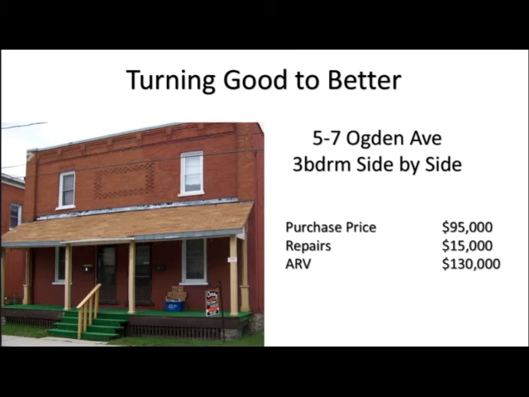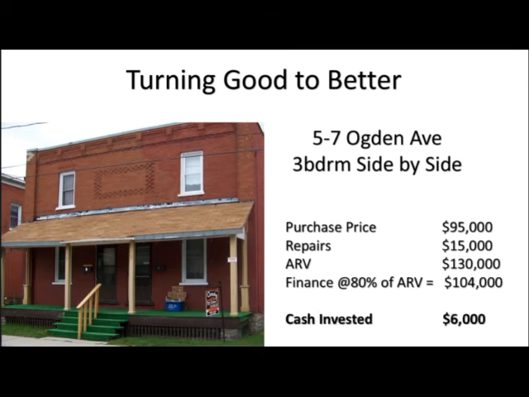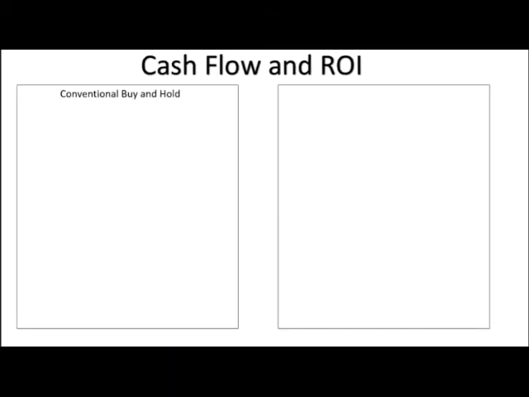So what I did was I bought it for cash and I did the repairs, and once the repairs were completed, I then went to the bank for financing based on 80% of the after repair value, which meant that I had a $104,000 mortgage on the property. So in the end, my cash invested in this particular transaction was just $6,000. So let's take a look at the cash flow.